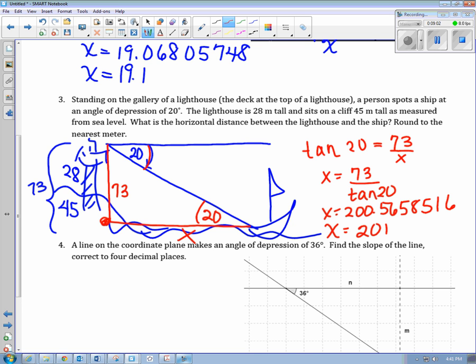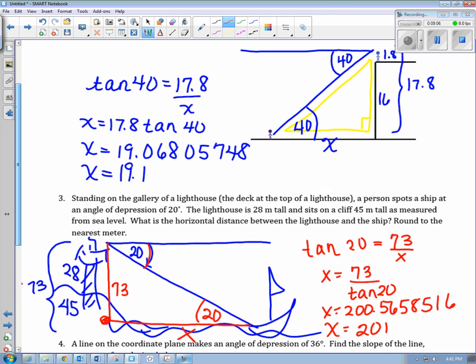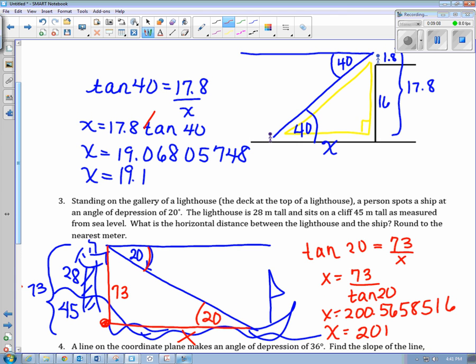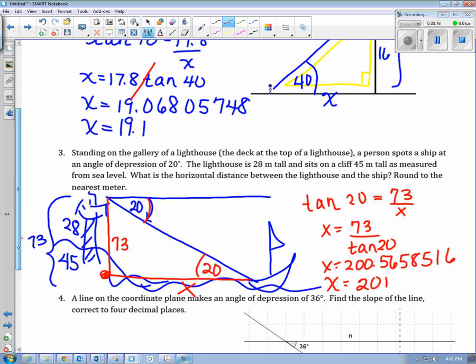I think on the last one I might have written something incorrect. I just want to go back and look. I did. This should be 17.8 divided by the tangent of 40. I think I had written multiply. The number is correct, I believe, but it should have been divided by.